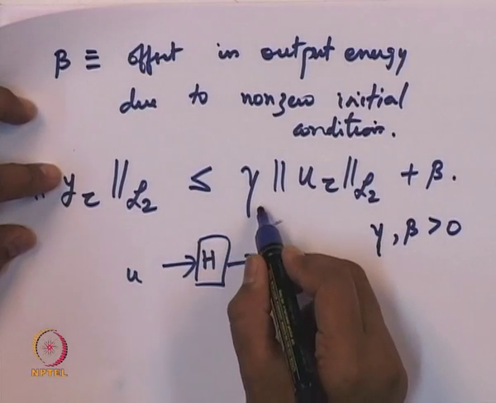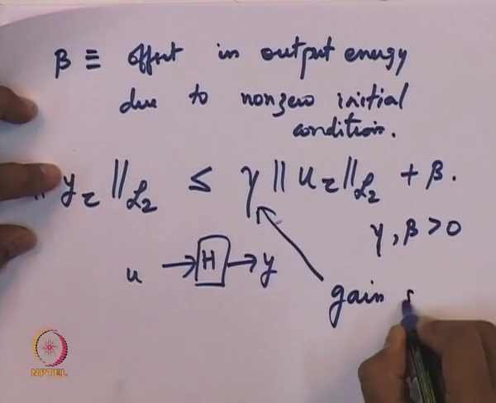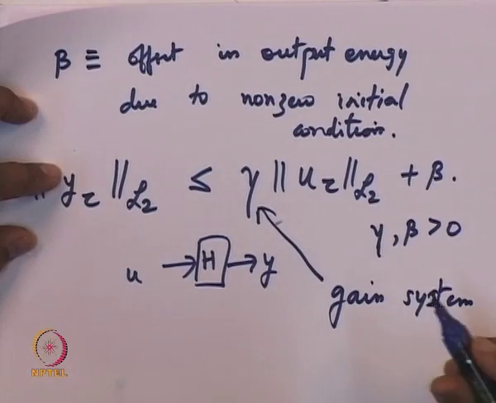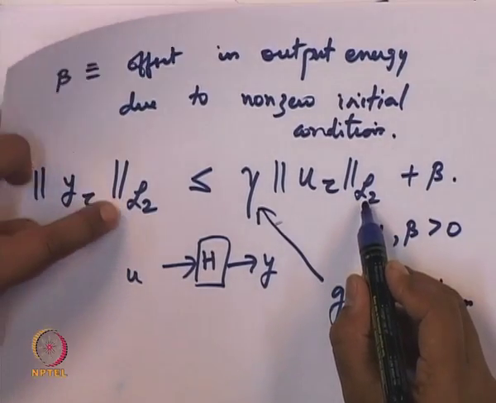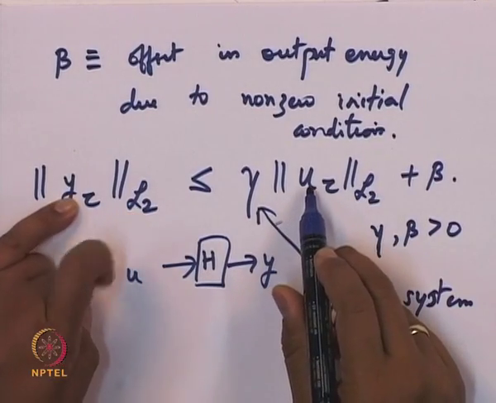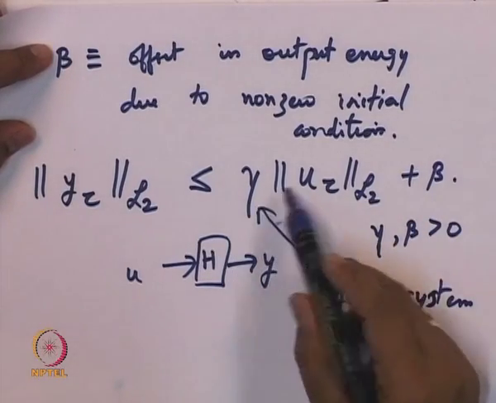So, what is finite gain about it? This gamma is like a gain of the system. The way we have defined it here, we have called the system H finite gain L2 stable. L2 played a role because of the particular norm, the L2 norm that we took here. Hence, u and y were taken from L2E. And gamma is a gain of the system.